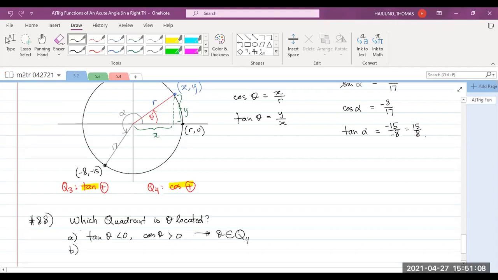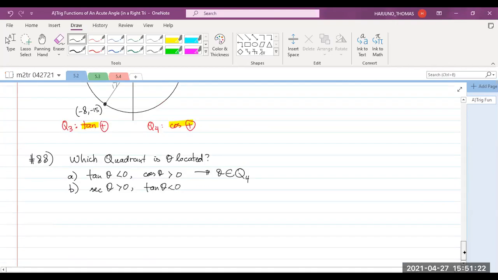Part B. Secant positive, tangent is negative. Secant theta is positive, tangent theta is negative. But if secant theta is positive, that implies the cosine also positive, right? The reciprocal. Now, cosine positive, tangent negative, that implies theta is in quadrant 4 also.